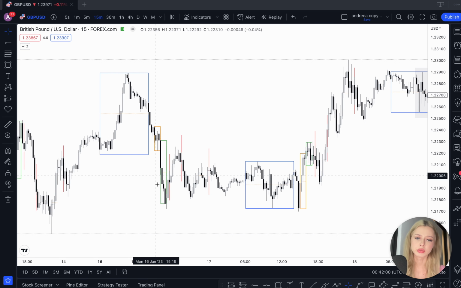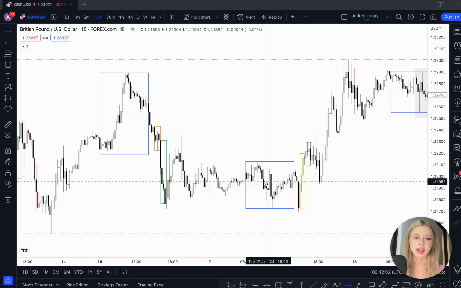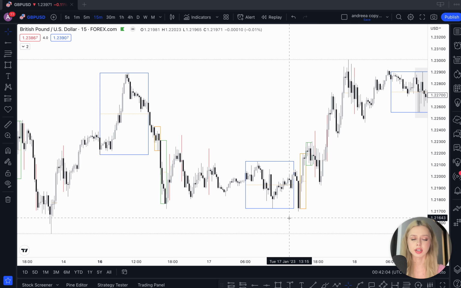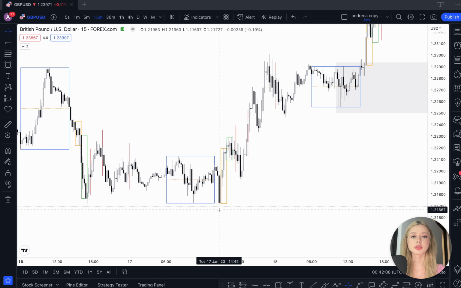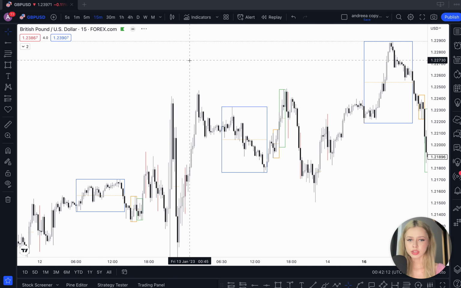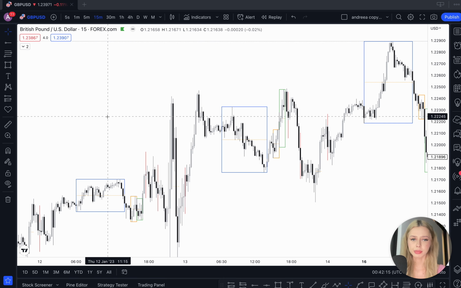So London came, took the low and continued its movement. After that, the next day another Asian session comes, does the same thing, ranges a bit and then continues with a bullish movement. Right now I want to search for some Asian midline examples too.